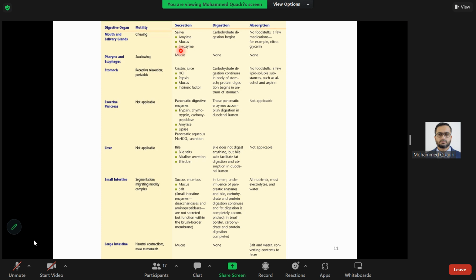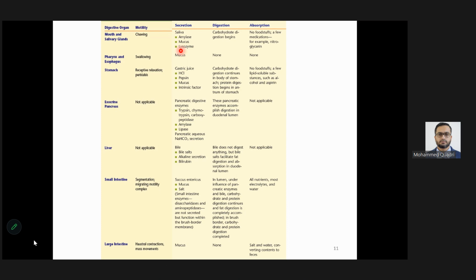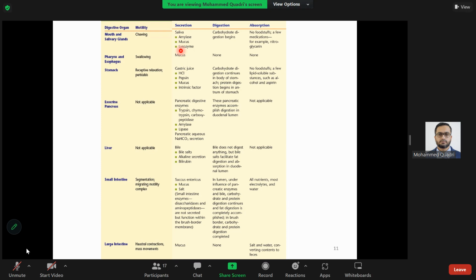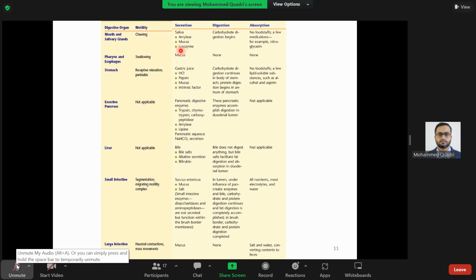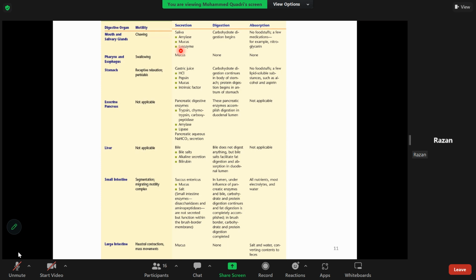Now, one more function of water we forgot. If you think carefully, how is water helping in the mouth? I'll give you a clue. This water is helping something on your tongue. What is there on your tongue? Taste buds.